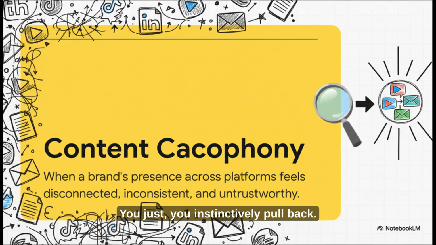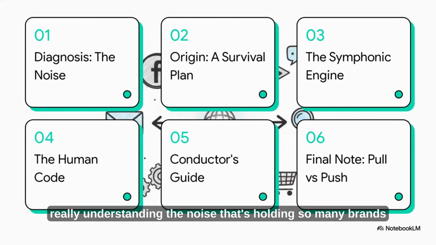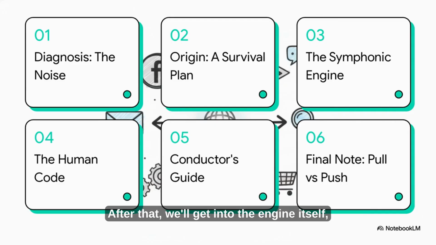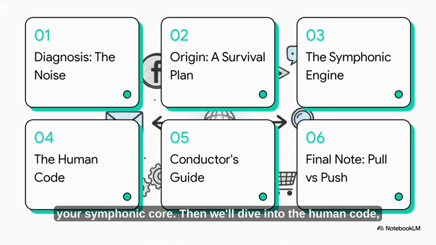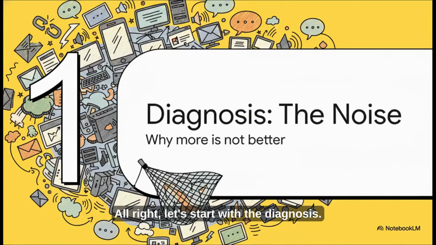You instinctively pull back. Okay, so here's our roadmap for this explainer. First, we're going to start with the diagnosis, really understanding the noise that's holding so many brands back. Then we'll look at the origin story of this whole idea. It was a survival plan, really, born from chaos. After that, we'll get into the engine itself, your symphonic core. Then we'll dive into the human code, the psychology of why this all works so well. From there, it's the conductor's guide, a practical plan to build your own. And we'll wrap it all up with a final big idea that kind of reframes marketing itself. All right, let's start with the diagnosis.